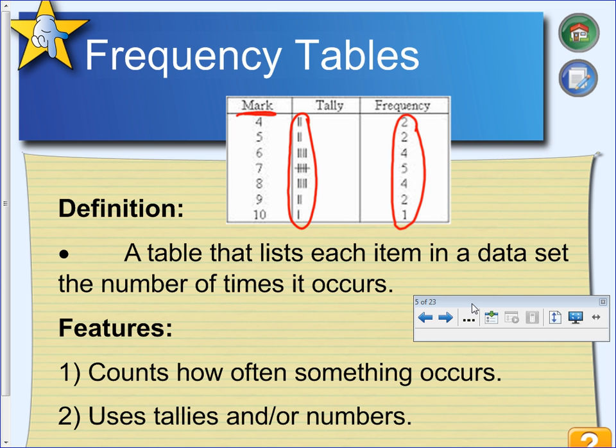You can do it with just about anything, and a lot of graphs actually start out as a frequency table because it's easier to list things in this order and then make them look different in a graph, such as a bar graph or stuff that we're going to learn later on in our lessons. Some features of the frequency table are it counts how often something occurs, like I said, and it uses tallies and/or numbers. So in this one it uses tallies and numbers, or the tallies and the frequency numbers.